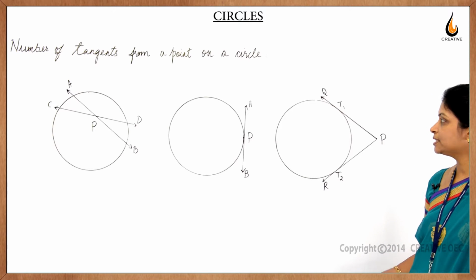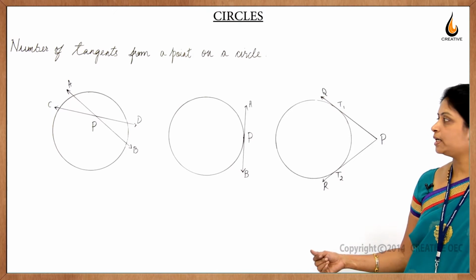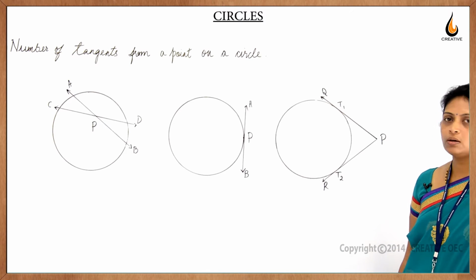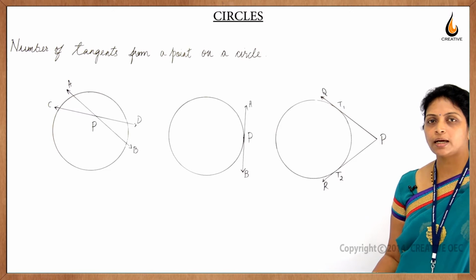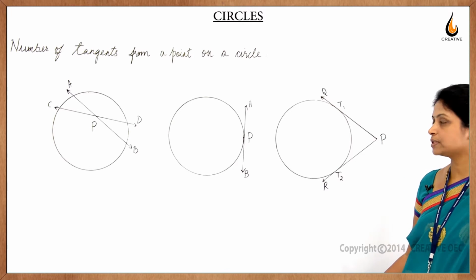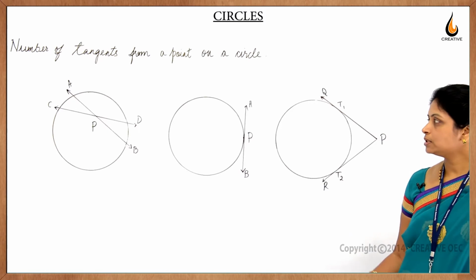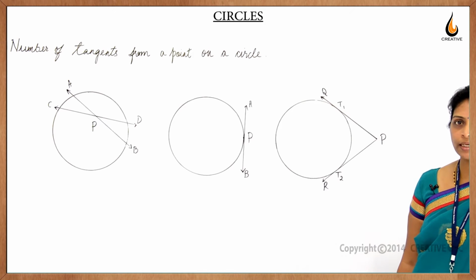In the second case, when the point P lies on the circumference of the circle, we can draw only one tangent, because at any point on the circumference of a circle, we can draw only one tangent to the circle at that particular point. So, in the second case, we can draw one tangent.